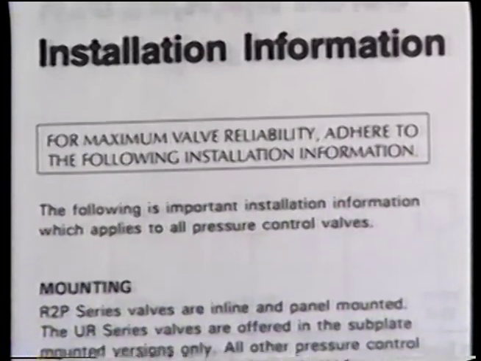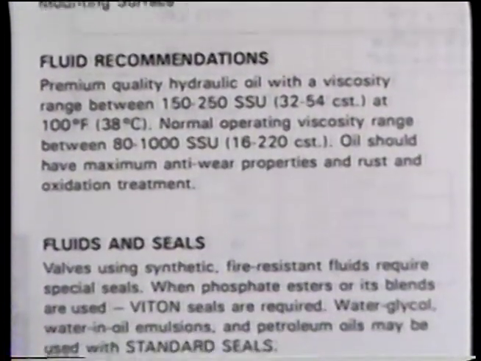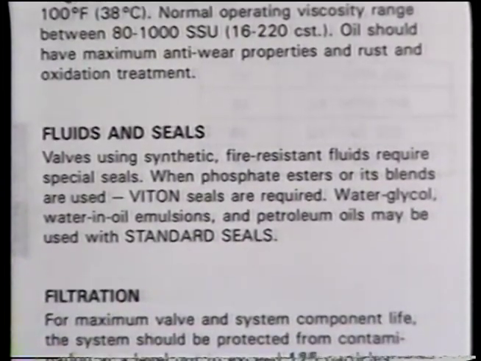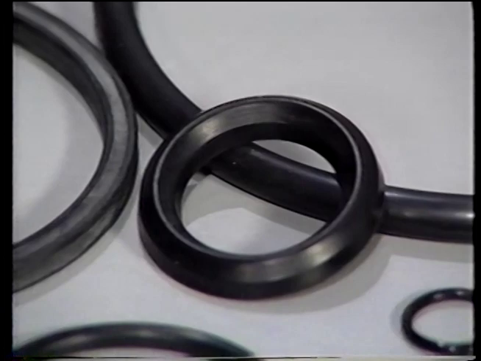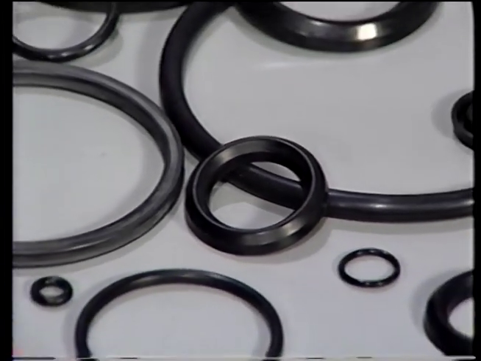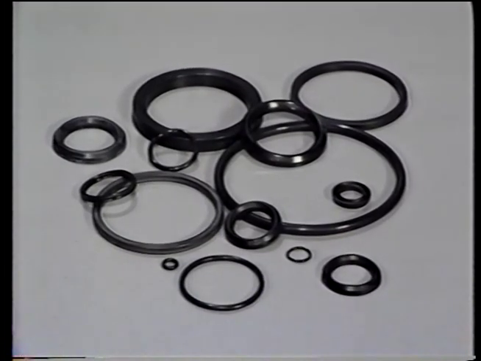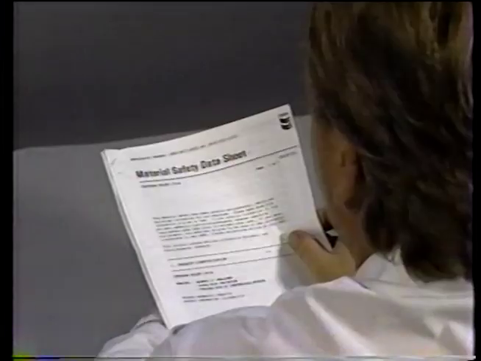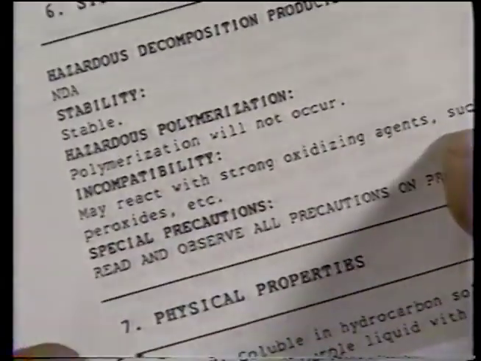If you plan to use a synthetic fluid, you need to make sure your system is compatible with the specific fluid you intend to use. This will save you downtime later on. For instance, phosphate ester and phosphate ester blends are not compatible with Buna N, a material frequently used to make seals in hydraulic systems. Phosphate esters and other synthetic fluids can also dissolve petroleum-based paints and varnishes used as protective coatings in a system.